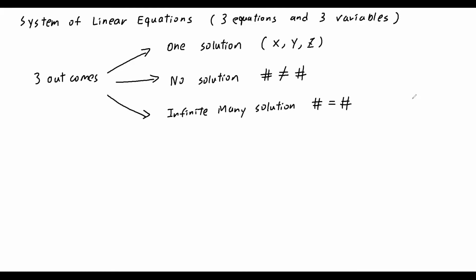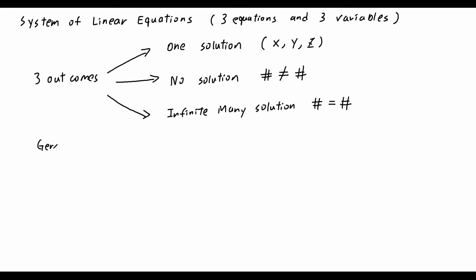Remember, one solution means 3 lines intersect at one point. No solution means there is nowhere the 3 lines intersect. Infinitely many solutions means the 3 lines are actually the same line, so they touch infinitely.